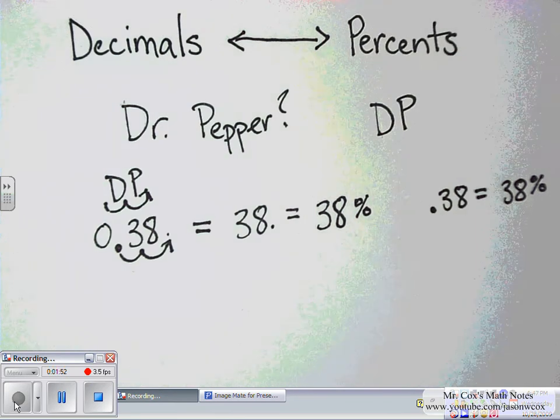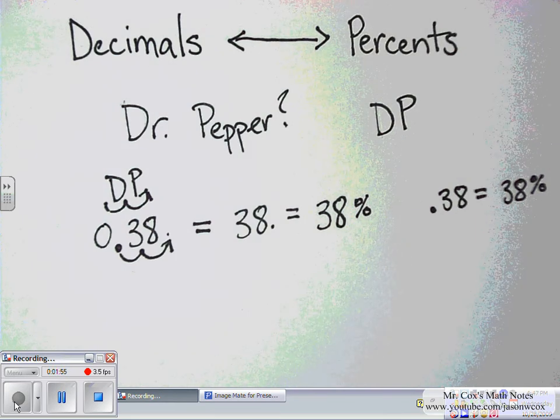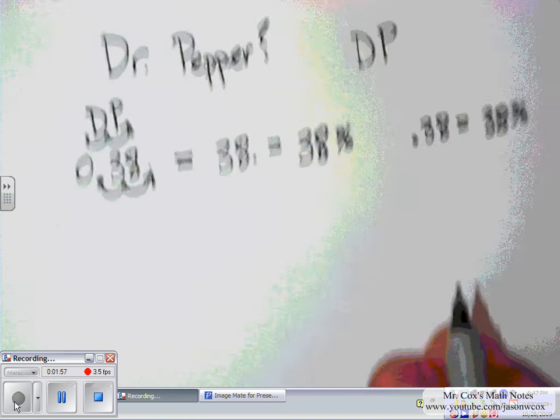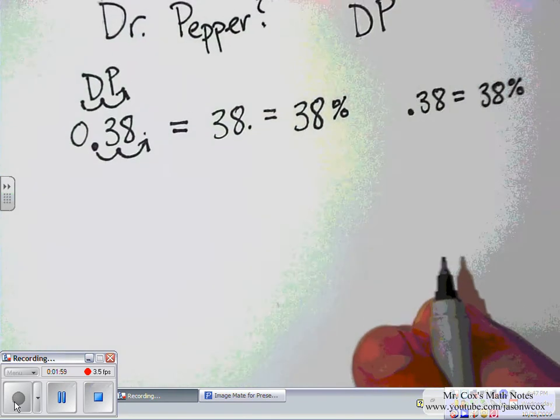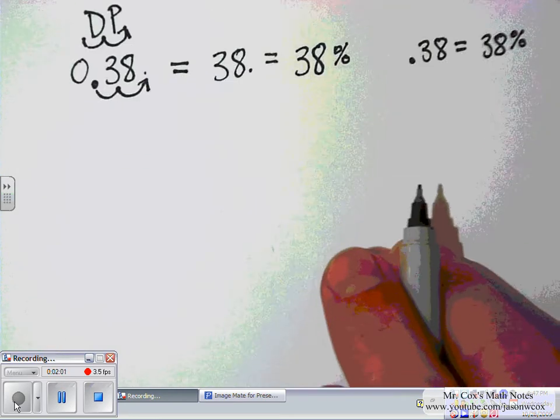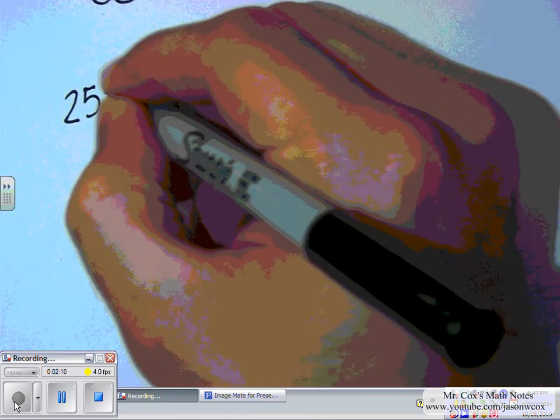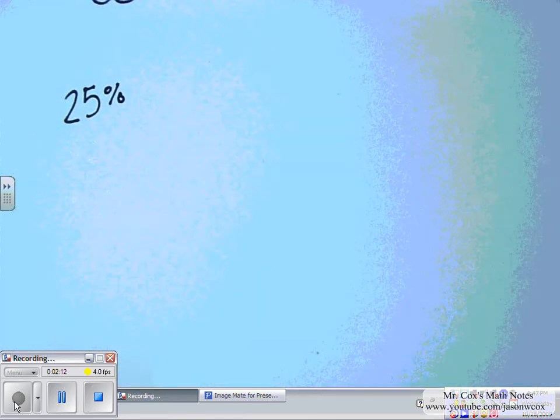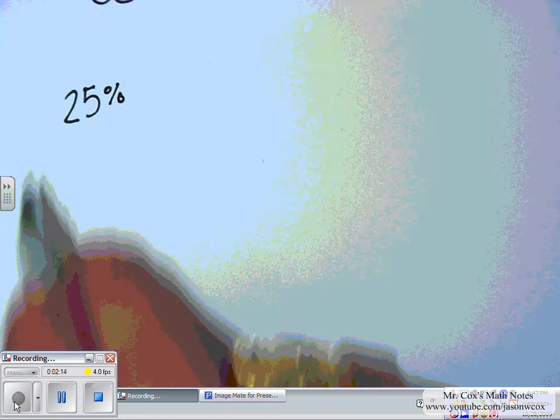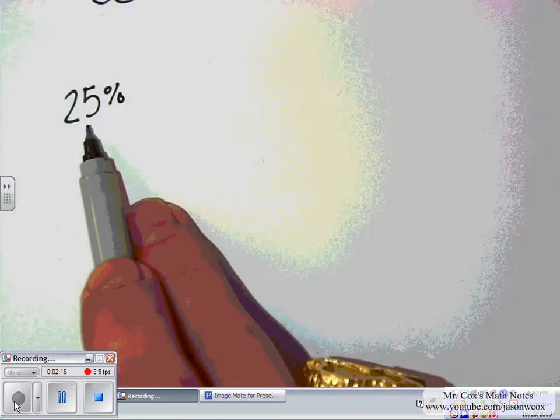But Mr. Cox, what happens if you have a percent and you want to make it a decimal? Well, let's look at that. Okay. If I have a percent, like, let's use a common one, 25%, and I want to make that into a decimal. Now in 25%, 25 is actually a whole number there. So the decimal point on any whole number would go at the end.